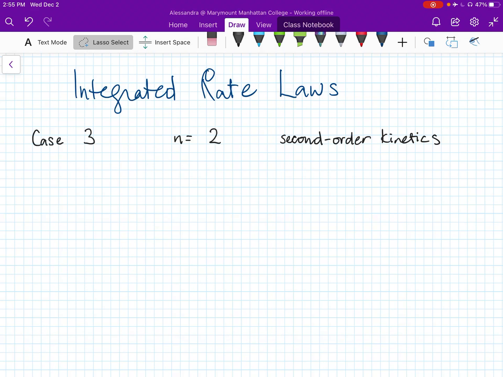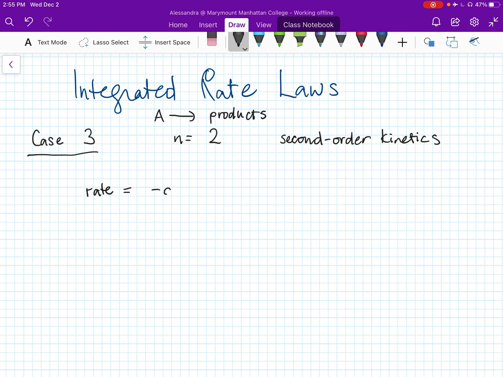Now we're going to derive an integrated rate law for case 3, where the reaction order is 2, n equals 2. Another way of saying that is for a second order reaction, or a reaction with second order kinetics. So when n equals 2, the rate of a reaction, and as always, I'm talking about a generic reaction where we have some reactant, which I'm going to call A, going to products.